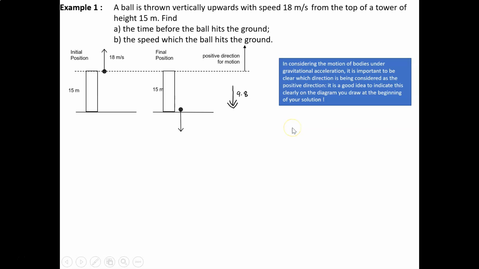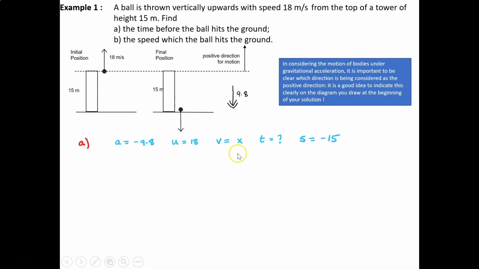In considering the motion of bodies under gravitational acceleration, it's important to be clear which direction is being considered as the positive direction. It's a good idea to indicate this clearly on the diagram you draw at the beginning of your solution. So part A, what do we know? We know that a is minus 9.8. It's acting down, it's pulling it back down to the Earth.